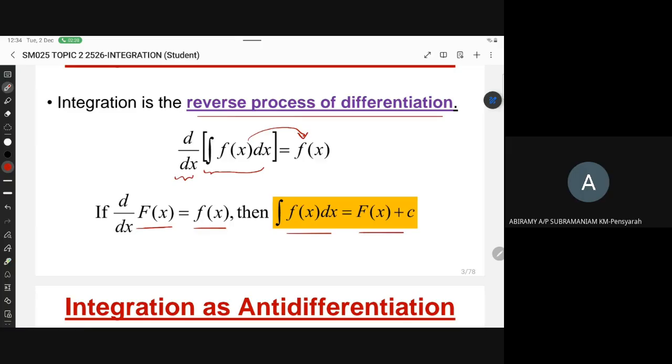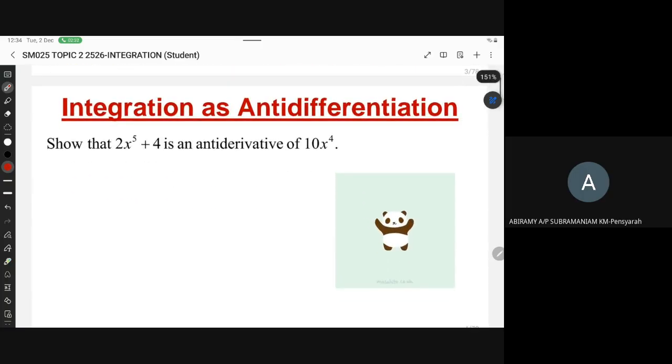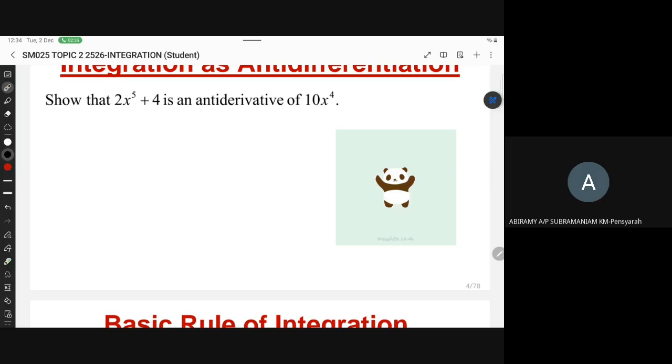For example, let's see how to show that 2x to the power of 5 plus 4 is an antiderivative of 10x to the power of 4. So what we are going to do first, we are going to differentiate 2x to the power of 5 plus 4, which gives us 10x to the power of 4. So this is the answer for the differentiation.